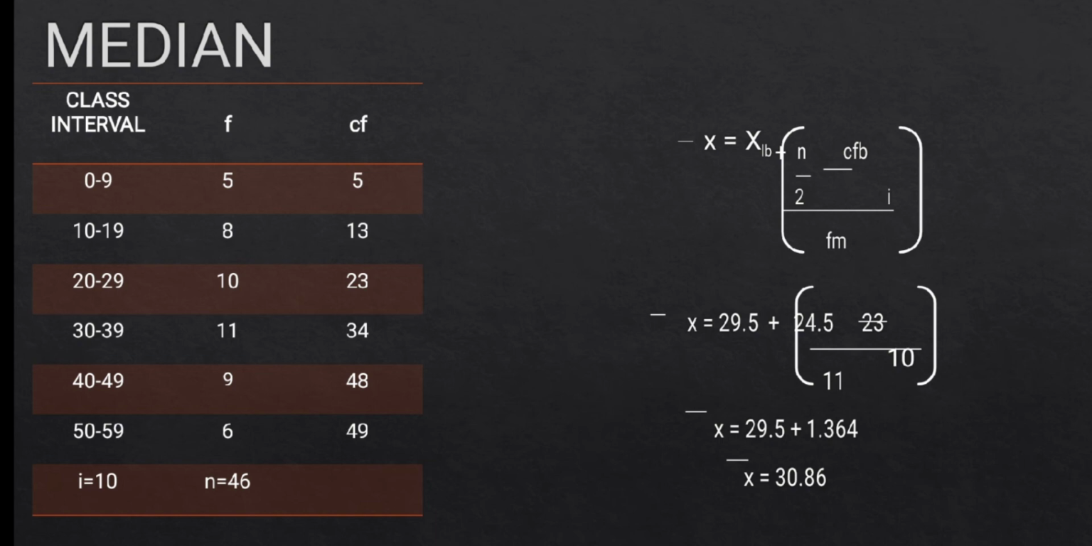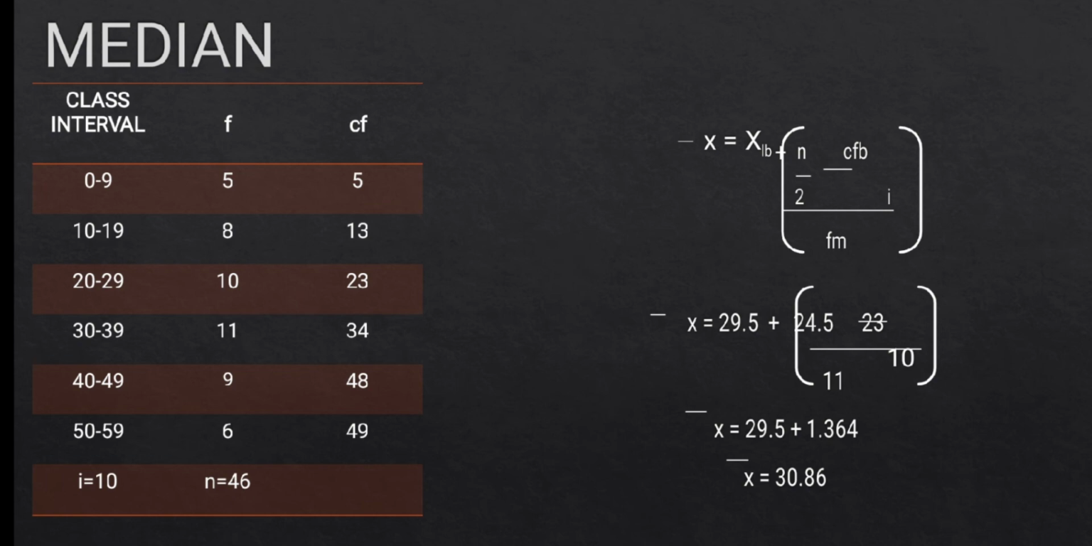As for the cumulative frequency before the median class, just look at the row before the median class and take the value of its cumulative frequency. Here that would be 23. All that's left now is the class size. It's already given in the table, so go ahead and write it down. Now that we're done with substitution, our equation should look like this. Simplify it and you will get the median, which is 30.86.